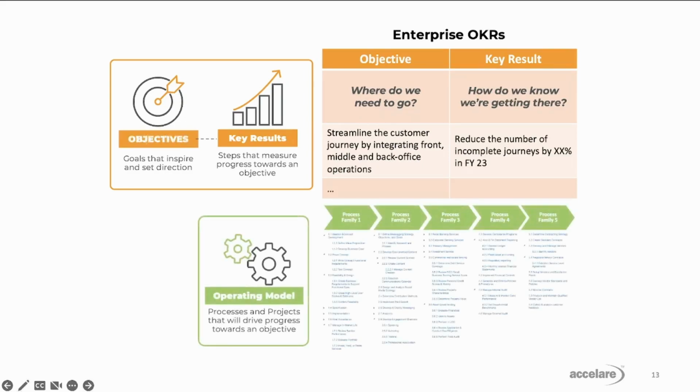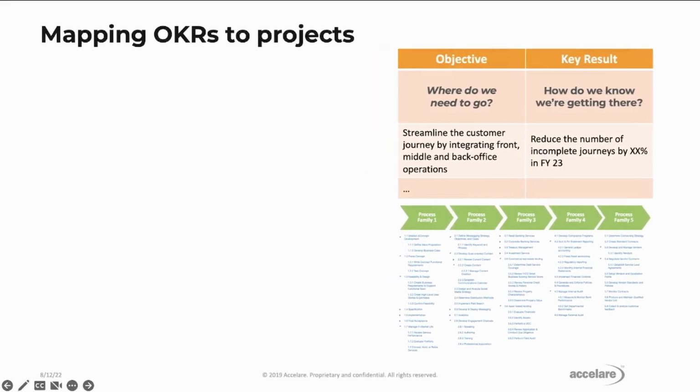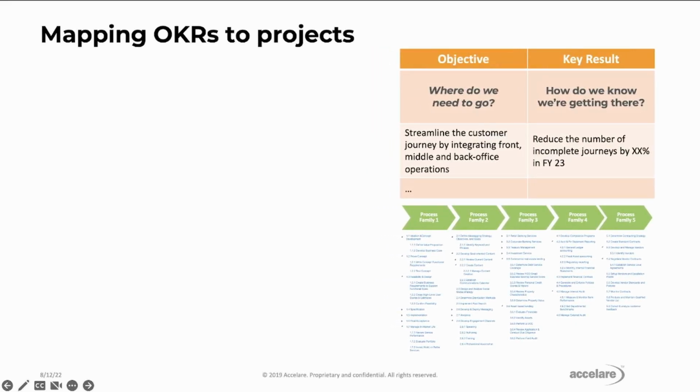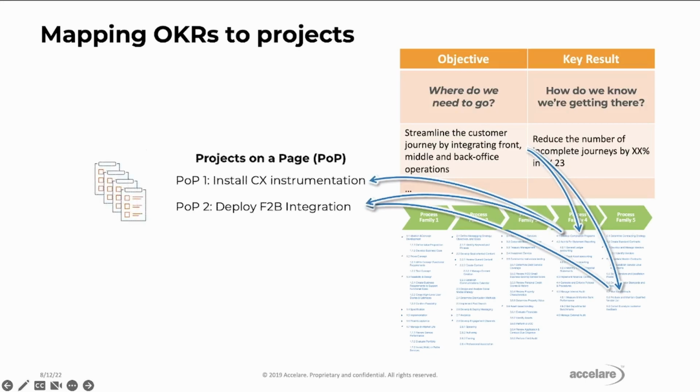Using Acceler's operating model design approach will illuminate the processes and projects that are necessary to progress the organization toward those objectives. Mapping that objective to the processes within the operating model that support the customer journey will reveal a set of projects that will transform the organization. Once these projects are complete, the organization can then use the key results to determine if the project has indeed achieved the result it set out for.